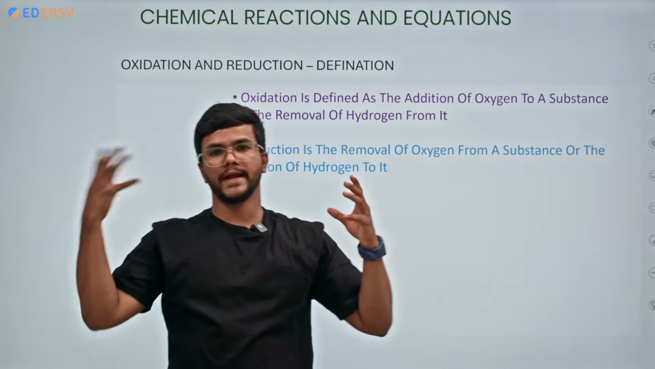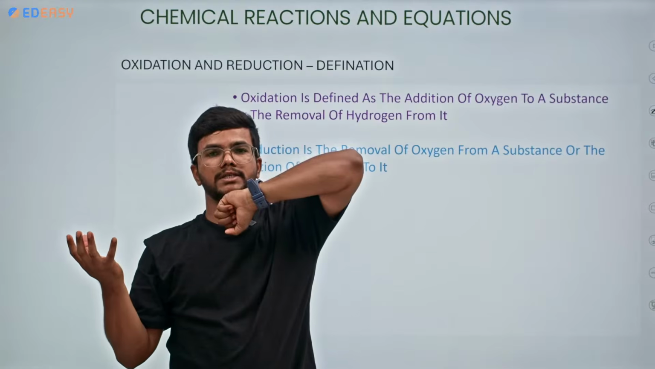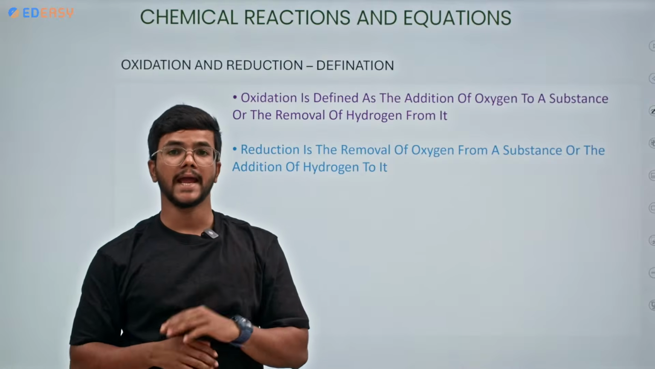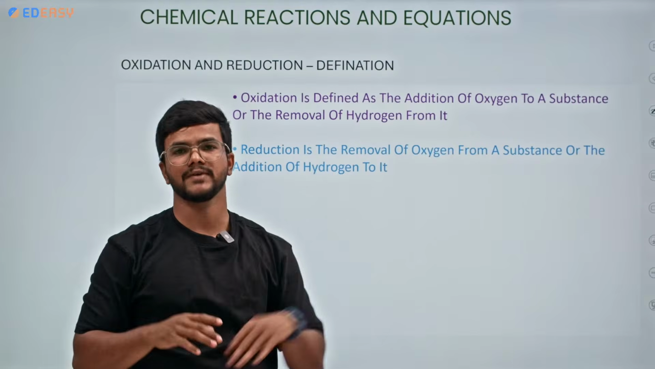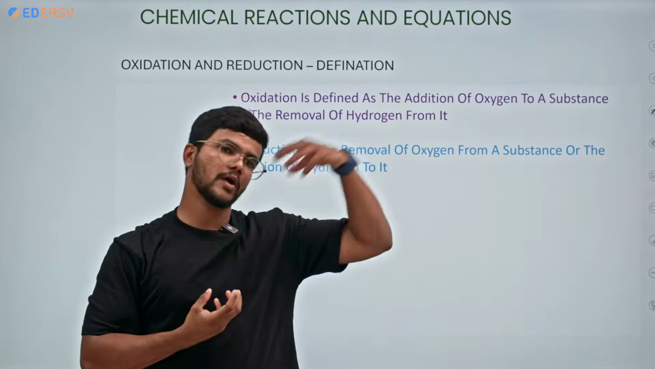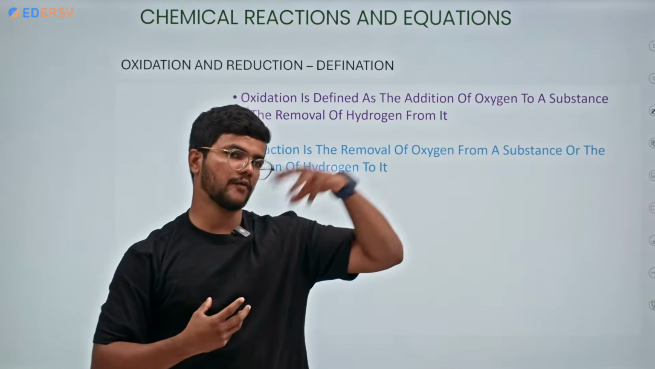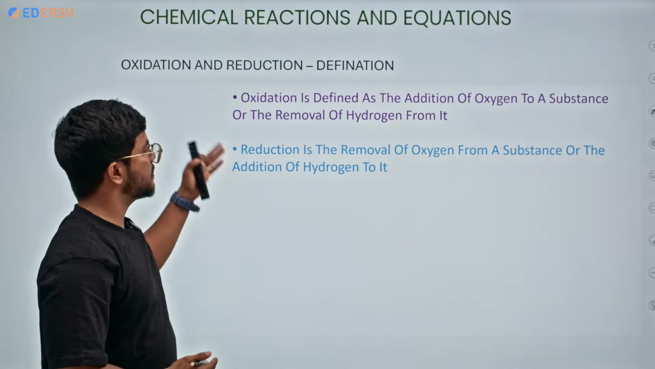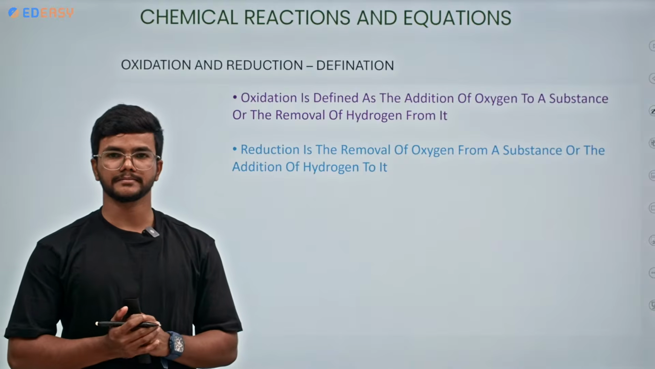So in terms of hydrogen and oxygen, when oxygen is added to the reaction or hydrogen is removed, it is called oxidation. Reduction means addition of hydrogen and removal of oxygen, vice versa. Hope you understand. This is the definition of oxidation and reduction. These are the last of the types of reactions.